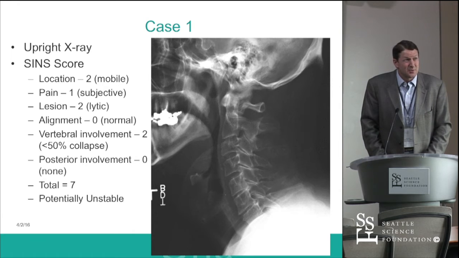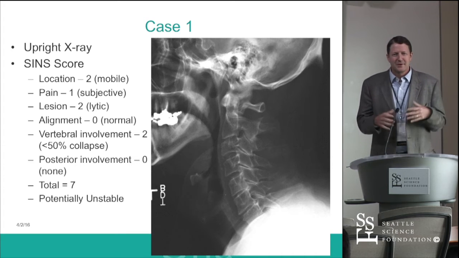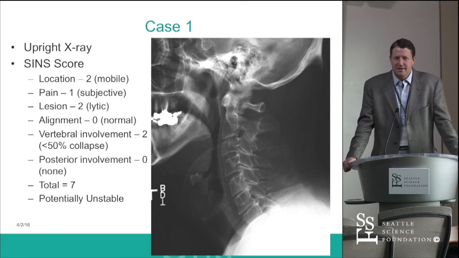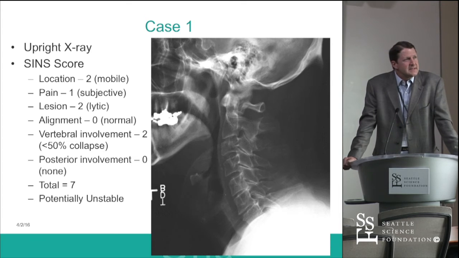Alignment-wise, this is an upright x-ray. To tell the truth, and with a little bit of poetic license here, he is in a collar, but that was to help him in terms of his comfort. And because we knew he did have that lytic area, we wanted to try and protect him a bit. But in terms of collapse, he has less than 50% collapse. So we'll give him a score of 2 there.